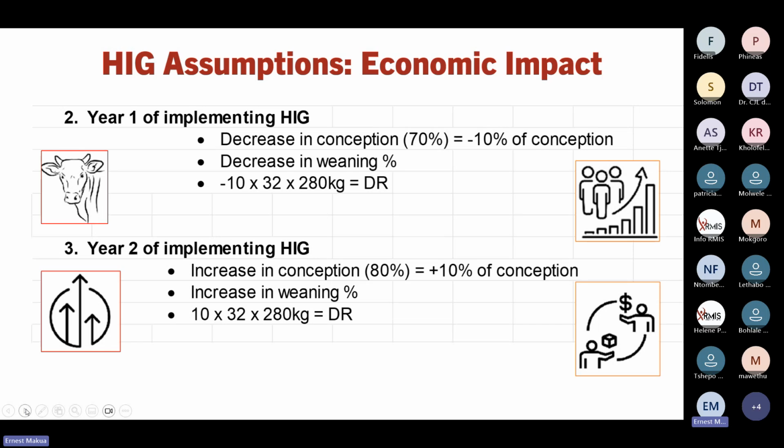So ideally, when you have that 10%, let's say, for example, we just made some assumptions in terms of calculation. You have a 10% increase of conception rate times 32 rand. Let's say the price that week is 32 rand per kg for weaners, and the estimated body weight is 280 kg. So then chances are you're going to sell at a better value.